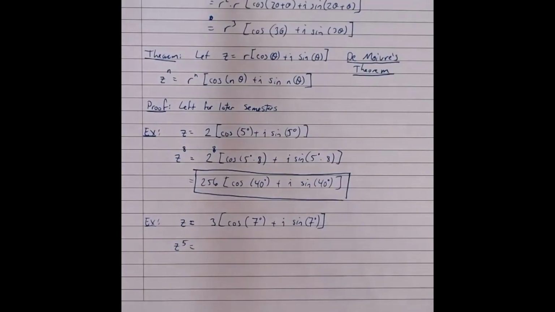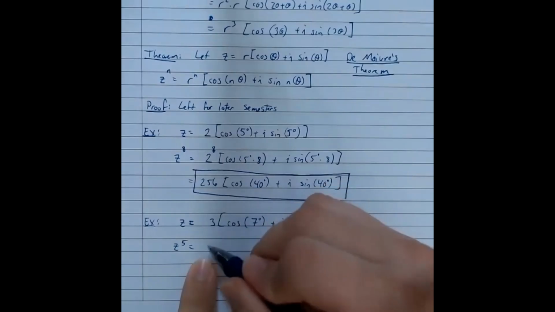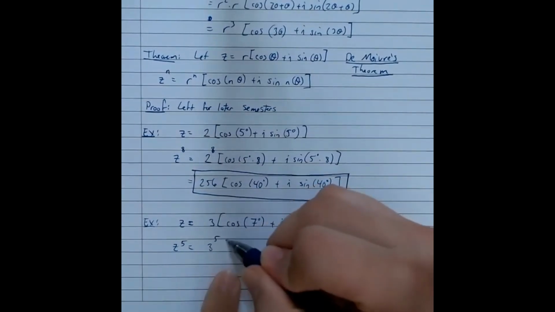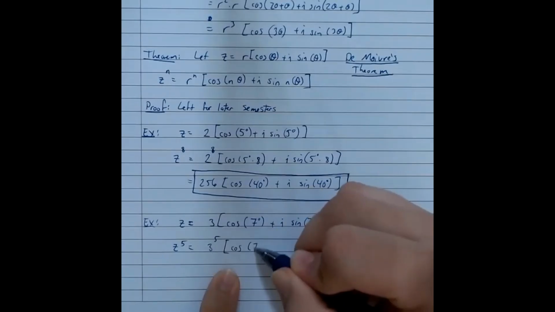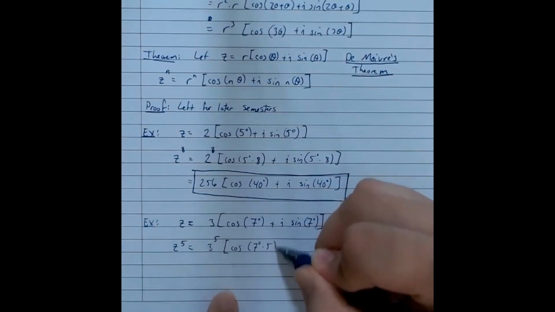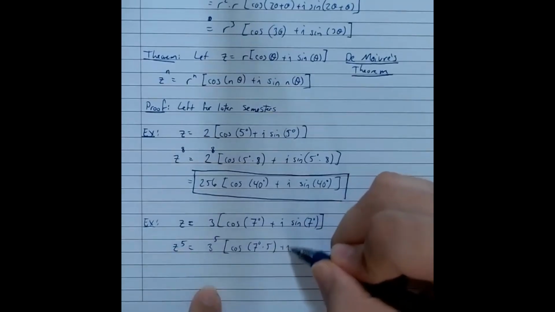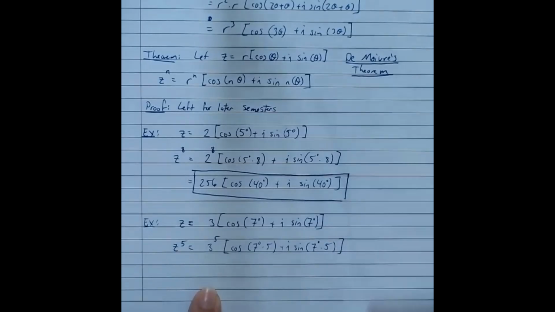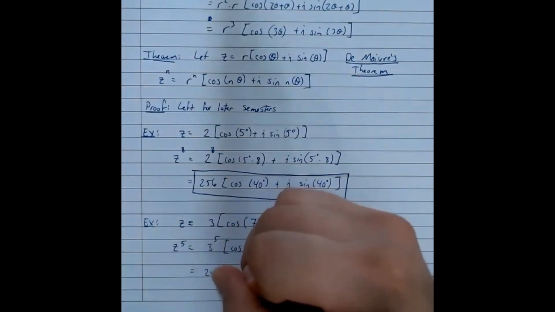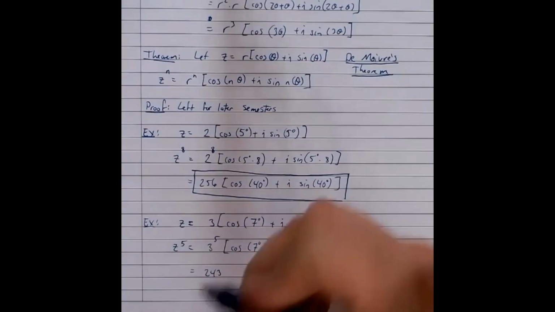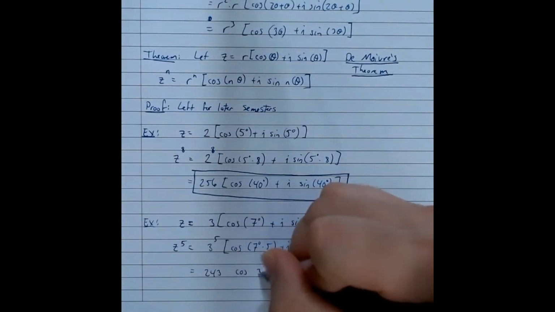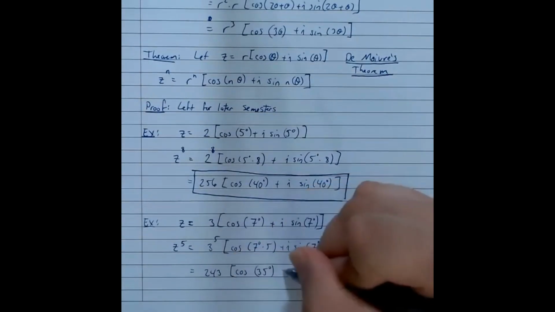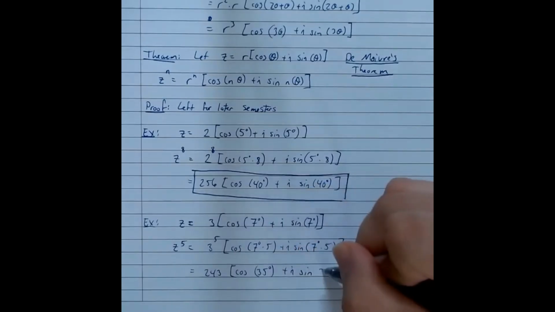And the computation is just as short as this one. We're going to take this modulus and raise it to the 5th power. And then we're going to take this argument and multiply it times that number 5, that power there, plus I sine of the exact same thing. 7 degrees times 5. 3 to the 5th power, 3 times itself 5 times, is going to give us 243. 7 degrees times 5 will give us 35 degrees. And same thing over here, I sine of 35 degrees.